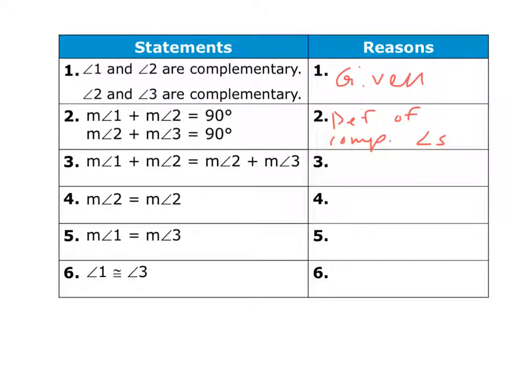Now we have the measure of angle 1 plus the measure of angle 2 is equal to the measure of angle 2 plus the measure of angle 3. How did we go from step 2 to step 3? Substitution. Right, we took the measure of angle 1 plus the measure of angle 3 and plugged it in to the 90 because we know that they're both equal to 90. So this is substitution.